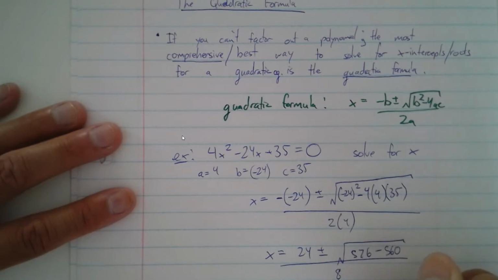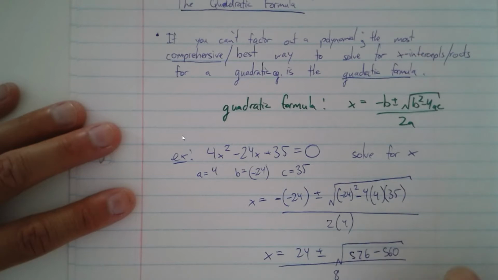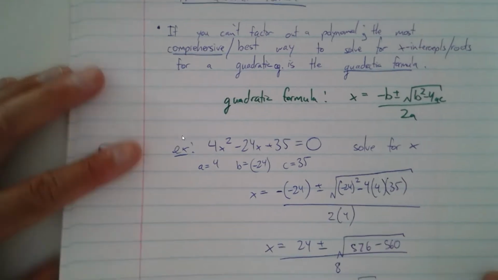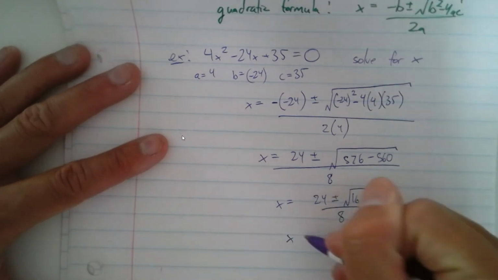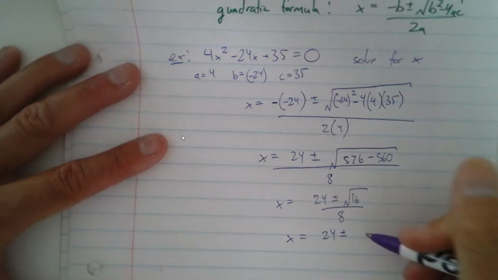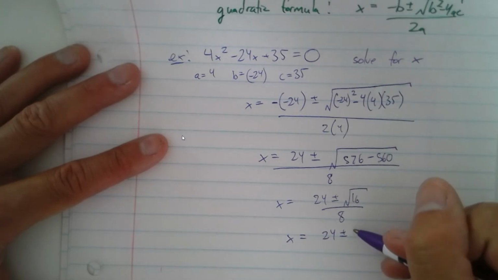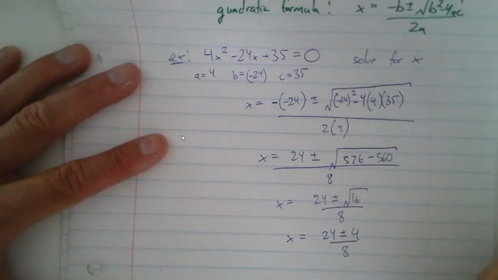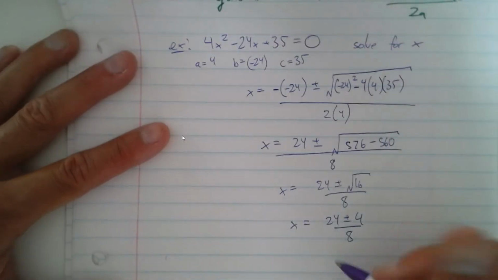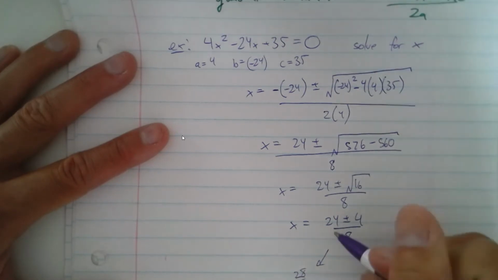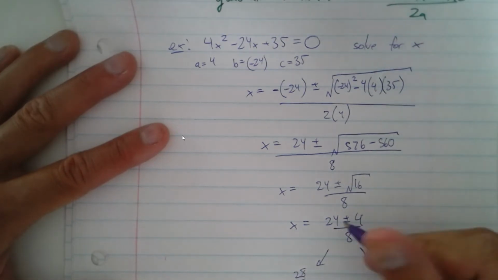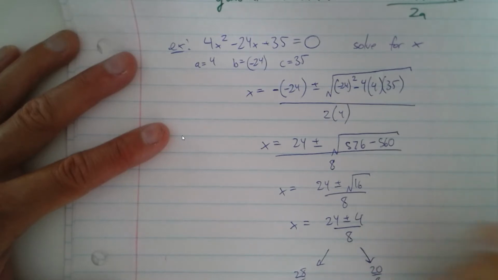So 24 plus or minus the square root of, I think 16 is left over 8. So x is going to be equal to 24 plus or minus 4 over 8. That means you have 2 potential answers. I think one is 28 over 8, if you add 24 plus 4, and the other one is 24 minus 4, which is 20 divided by 8.